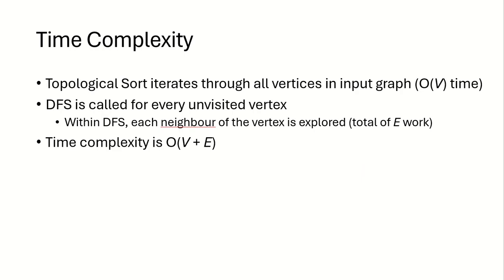So the time complexity for this algorithm, if you see this code, it is iterating through all the vertices in the input graph. So this is order of V time, and for each unvisited vertex, in the worst case, all the neighbors of that vertex will be explored. That is, each edge would be explored. That would be a total of E work. So the time complexity for this algorithm would be order of V plus E.